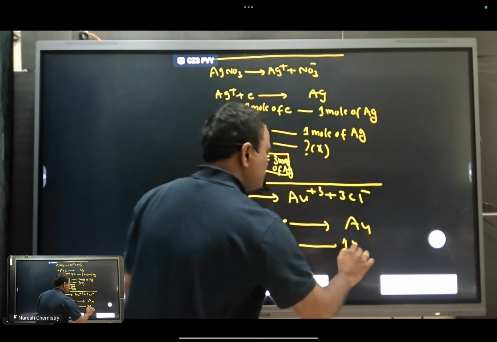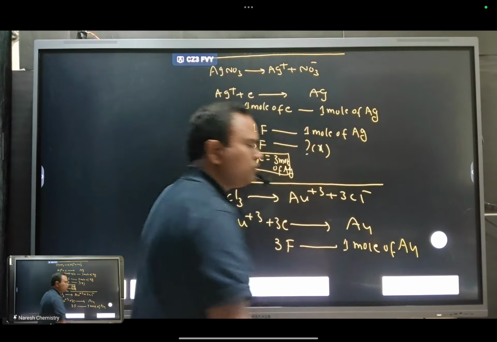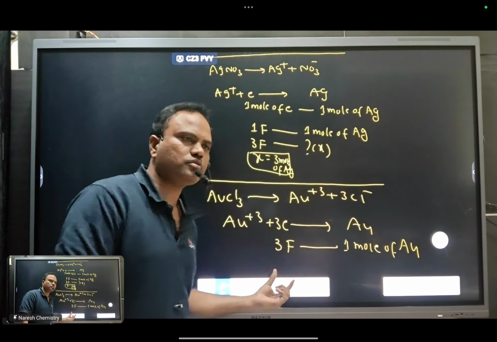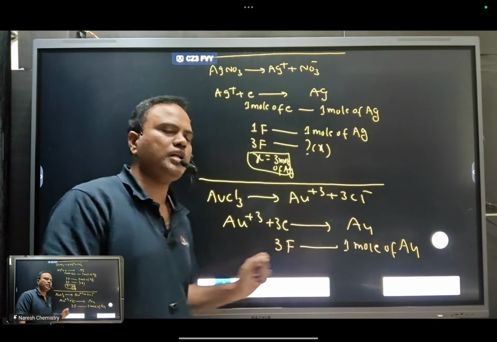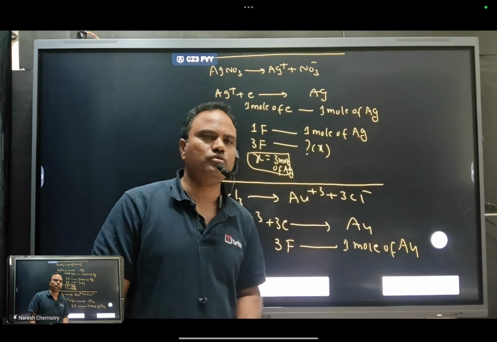So 1 mole of Au. You need not do any cross multiplication, because in the question 3 Faraday is given and here also 3 Faraday. So no need for cross multiplication. But finally we have to arrange the moles in the simplest ratio.